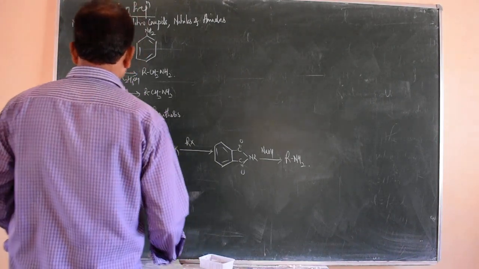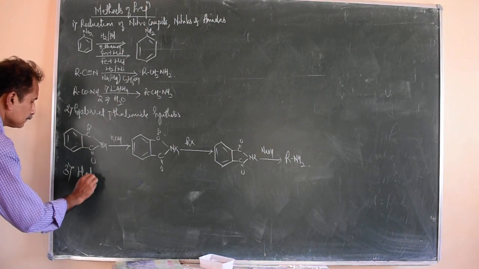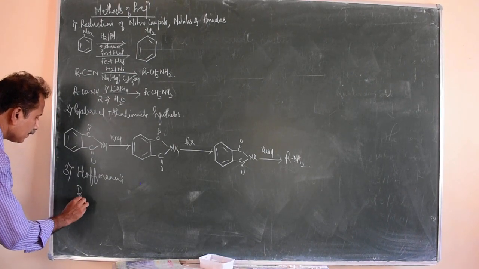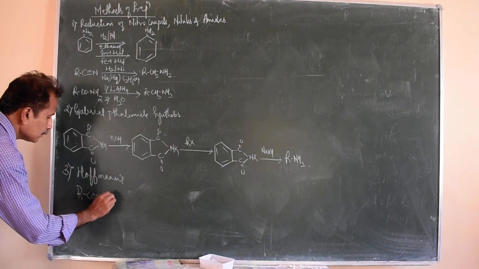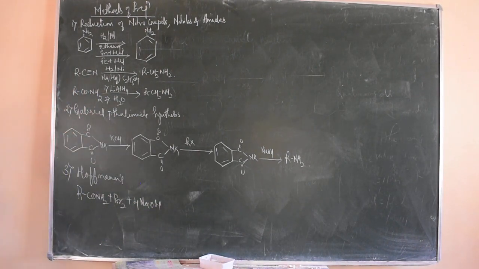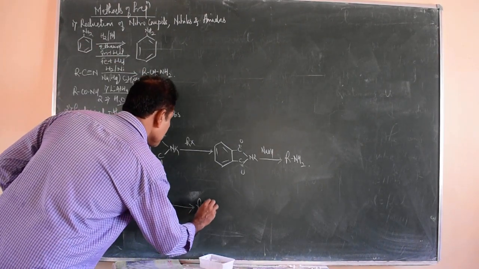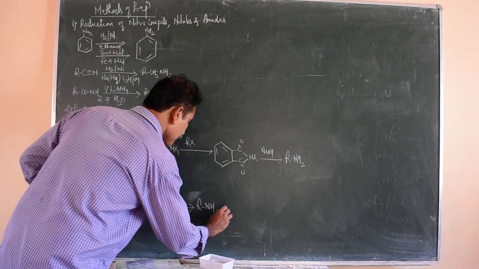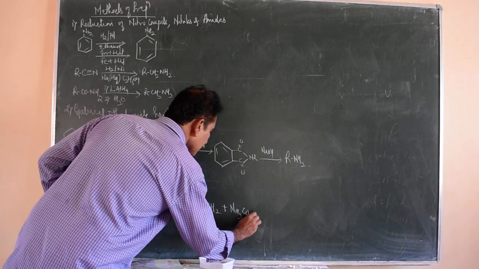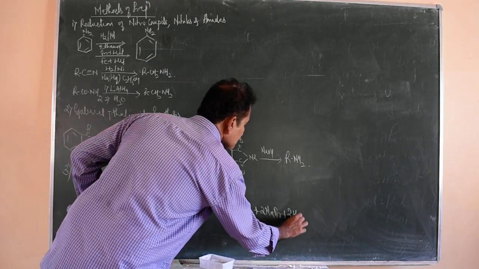Then Hofmann's bromamide reaction. So what we do, we take an amide R' CONH2 plus Br2 plus 4 NaOH. That gives you R' NH2 plus Na2CO3 plus 2NaBr plus 2H2O.